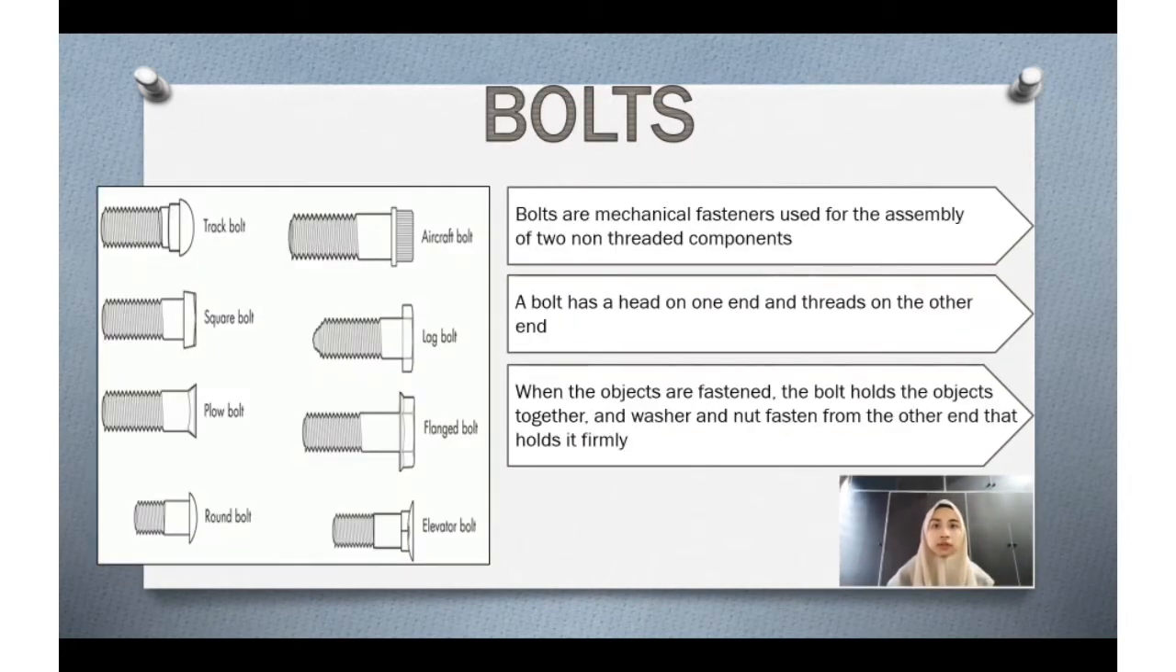For the second one, which is bolts. Bolts are mechanical fasteners used for the assembly of two non-threaded components. Each bolt has a head and a thread. When an object is fastened, the bolt will play its part by holding each object together, and at the same time, the washer and nut will fasten from the other end and will hold it firmly.